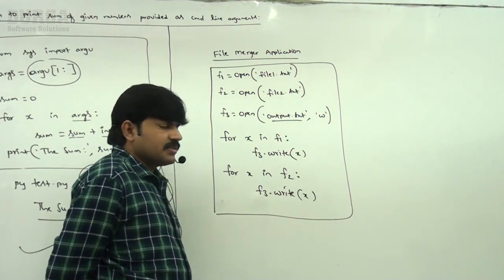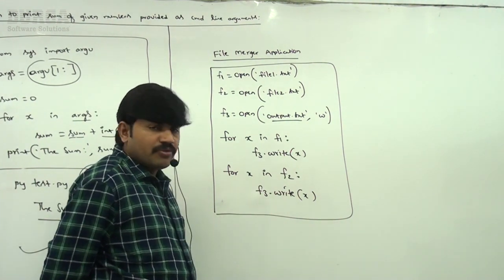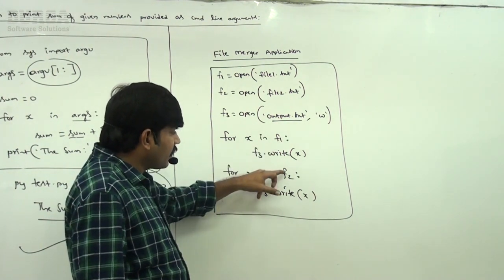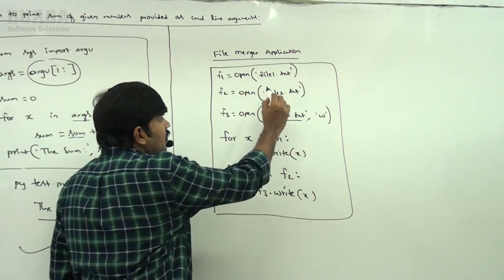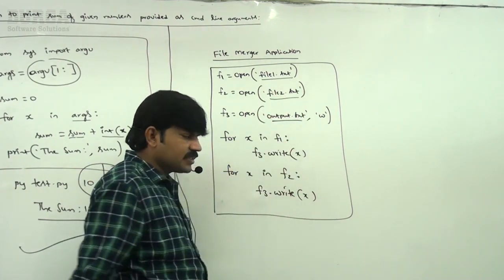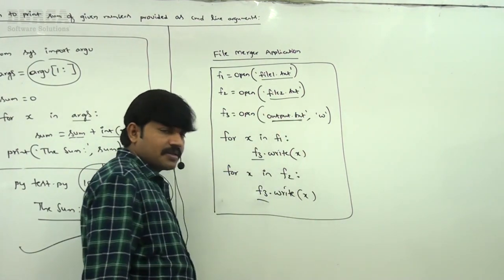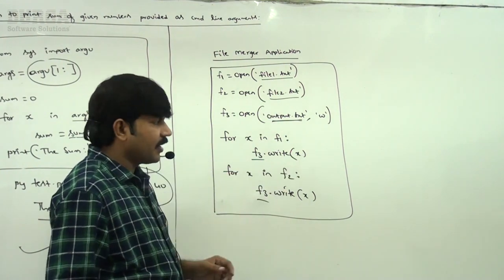Now have a look once. What this program is doing, can you please spell out? Reading the data from F1 and F2. F1 and F2 mean file1.txt and file2.txt. Write to F3. F3 means output.txt, right? Okay, this is the program, everything is right.